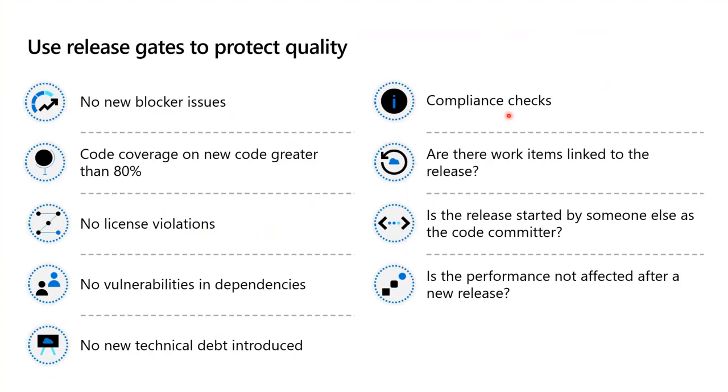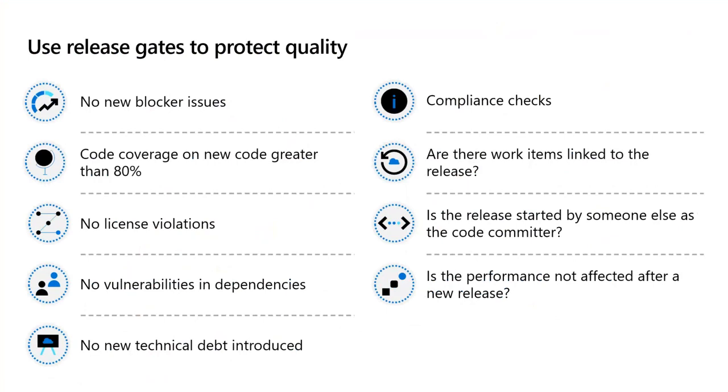Compliance checks, very important. We can also validate whether there are work items linked to the release. Is the release started by someone other than the code committer? Is the performance not affected after a new release? No new technical debt introduced, no vulnerabilities. So with this, we can take more control before executing that specific process.